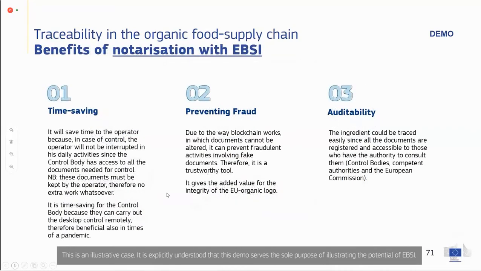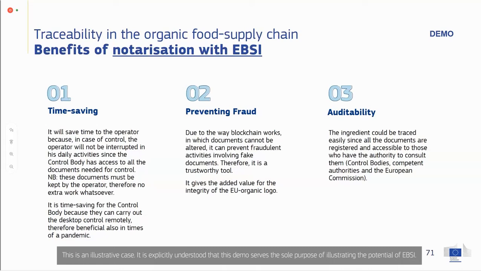Next slide, please. So the benefits, and all these are 3 benefits highlighted over here. So time saving, fraud preventing, and auditability. So time saving both for the operators and for the control bodies. Why? Because, as already explained, all the documents that the operators need to have will be available on the system, for which the control body that has certified the mentioned operator will have access to.